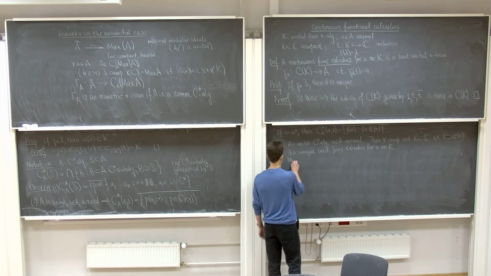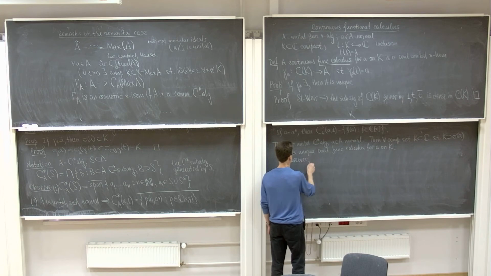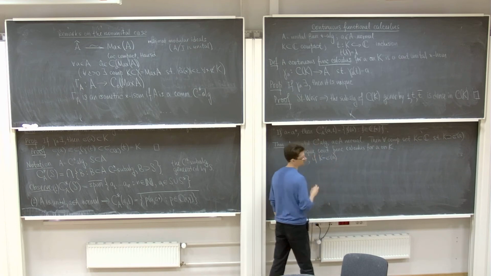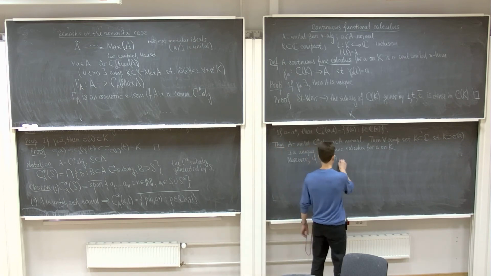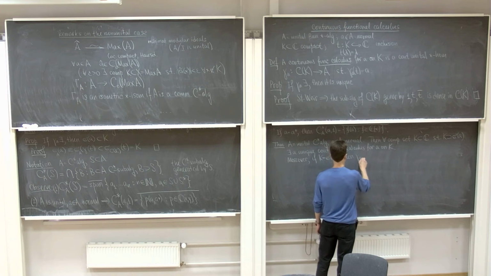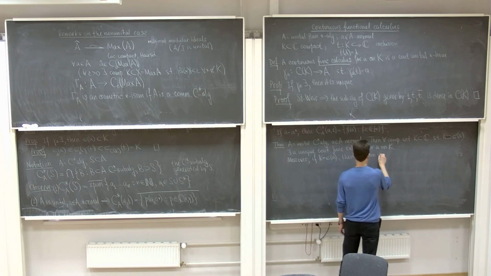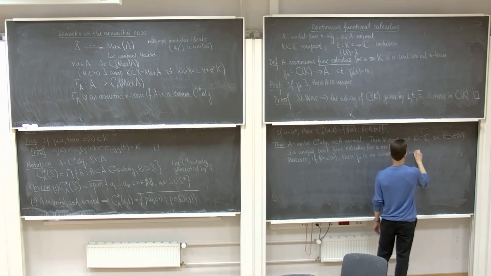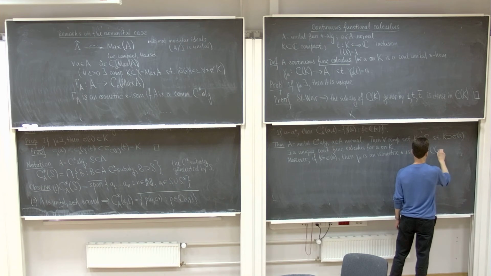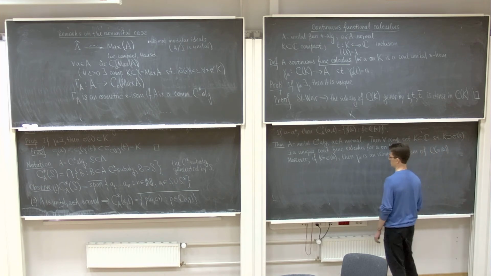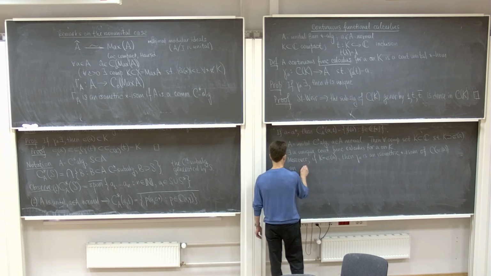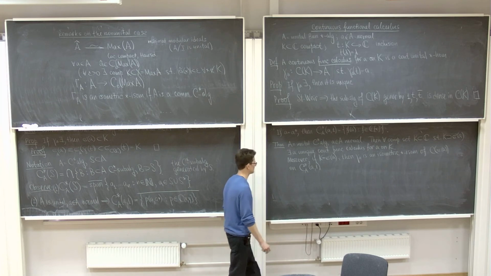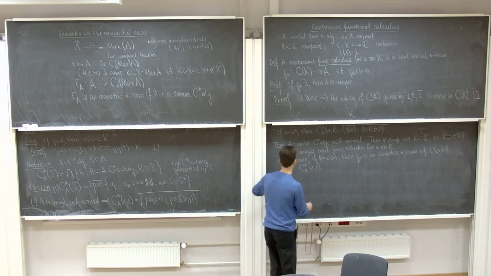Moreover, if K is exactly the spectrum of a, then we can say more. In this case, gamma A is an isometric star isomorphism of C of the spectrum onto the C-star subalgebra of A generated by little a and the identity, onto this subalgebra.